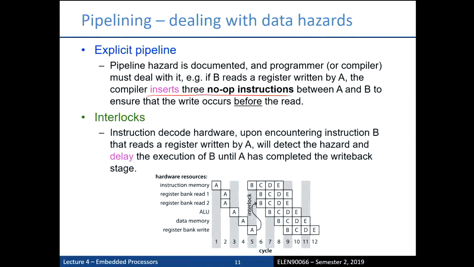A hardware way of doing it, so that's the programmer being aware of it and inserting no-ops, or a compiler doing it. But a hardware way of doing it, super smart hardware. The hardware recognises that it's going to have a data hazard. So what it does is it delays the execution of that second instruction until A has completed its write back, so it can read that value.